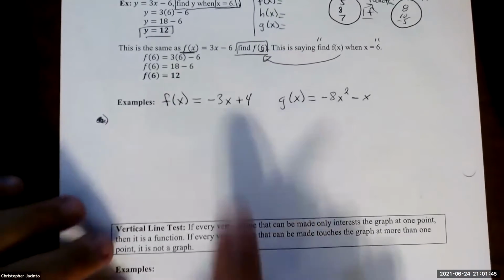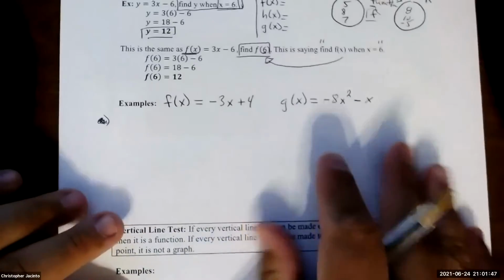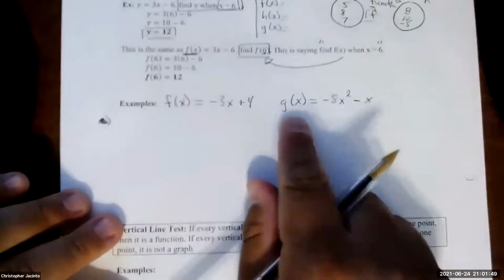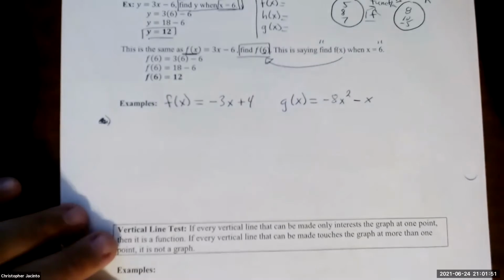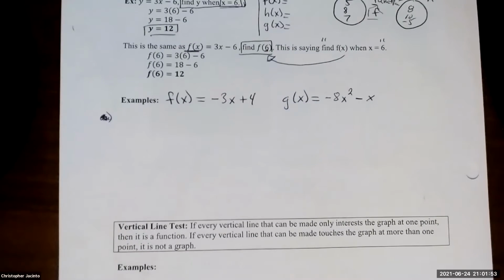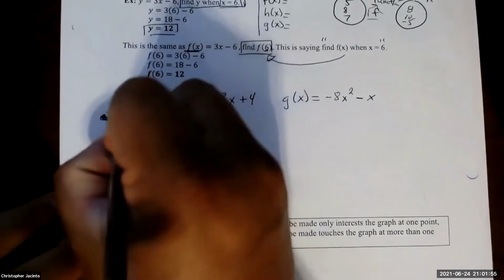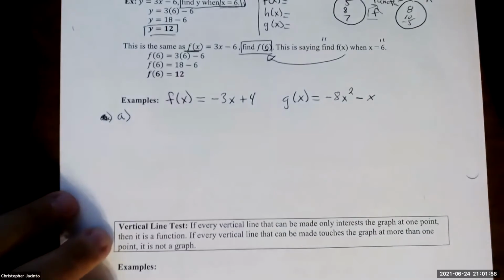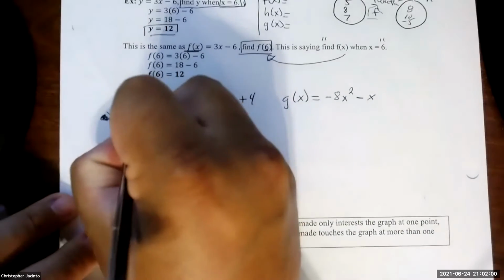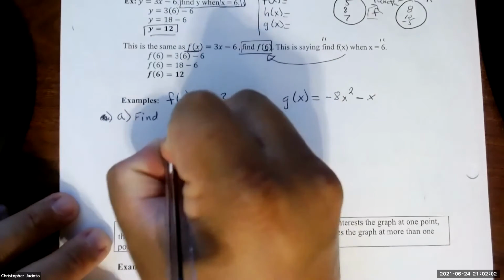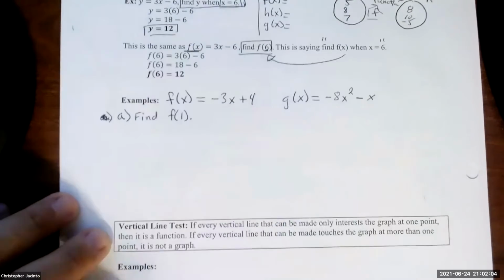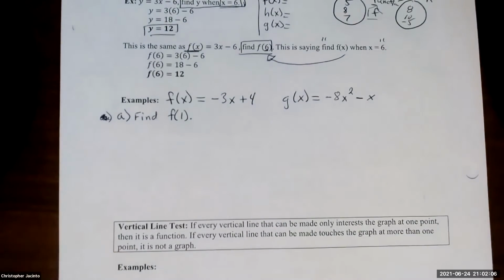Okay. So let's suppose we have this and this. So like I said, it's the same thing. It's just a different letter, but they mean the exact same thing. So let's try some of these out. So let's first find f of 1.